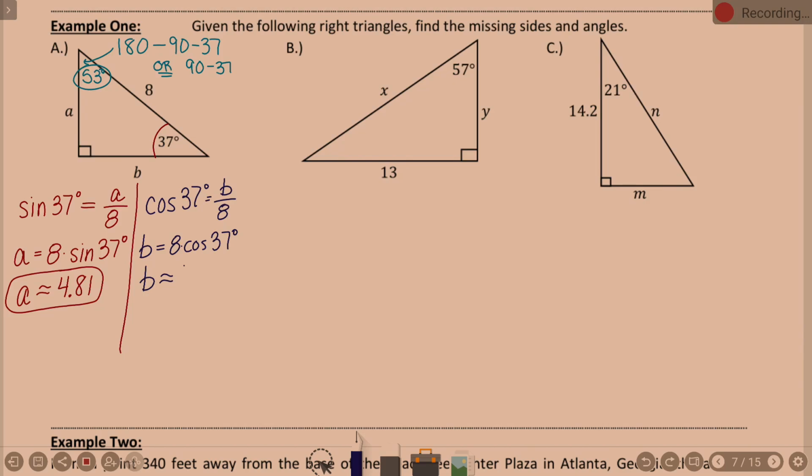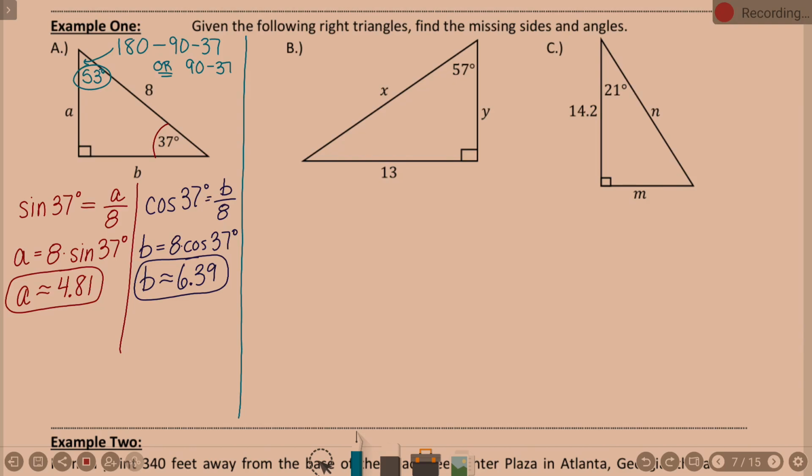What are we getting? 6.39. Okay, guys, you got it? We have all sides and angles identified now.